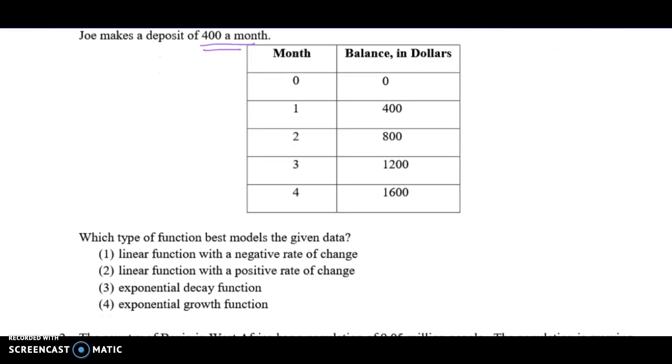So we know by the fact that it's no percent that it's not exponential. We also know by the fact that it's the same amount every month that it must be linear. So then we're looking at it, is he adding to the amount or is he taking away? And since he's adding, it's a positive rate of change.